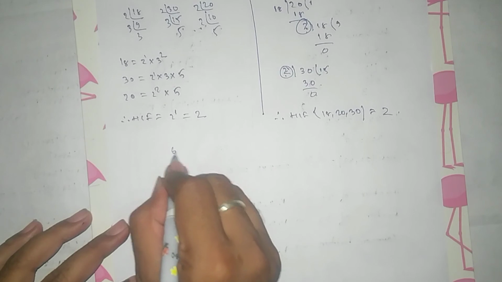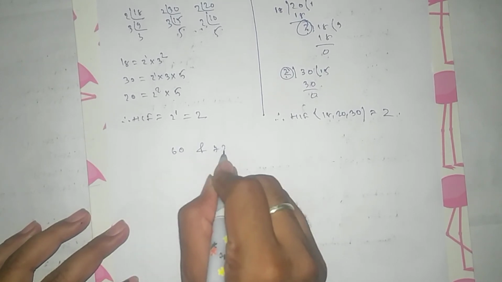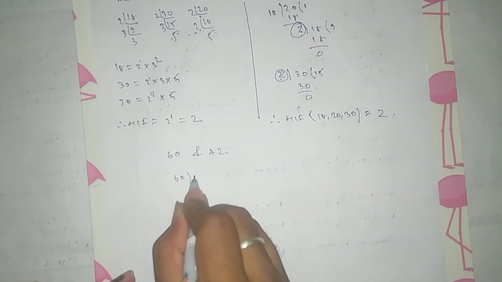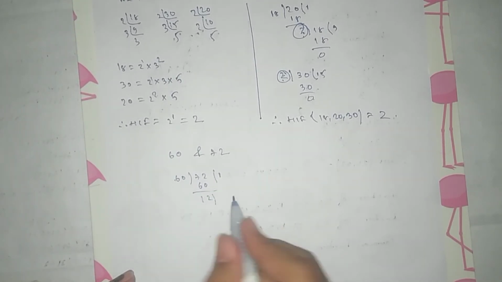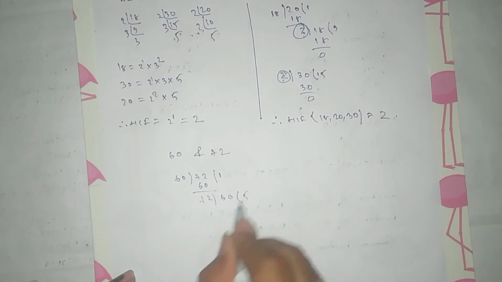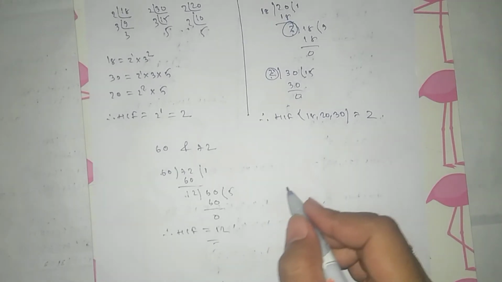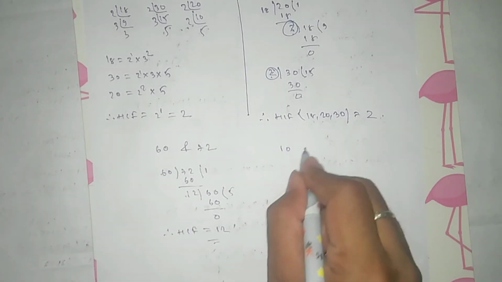Okay, so let's take one more example. Like if I go for 60 and 72, and we need to find their HCF. So how are you going to do it? Take 72 here and 60 here. 60 times 1 is 60, so we are getting remainder 12, and then 12 fives are 60, and the remainder is 0. Therefore the HCF of 60 and 72 is 12.